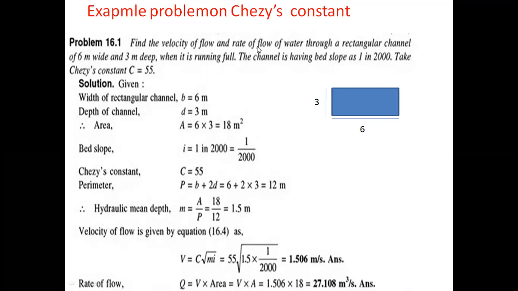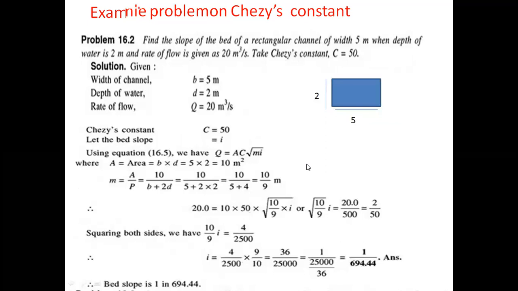The problem also asks for the rate of flow of water. So the rate of flow Q equal to V into area, that is, velocity into area. Velocity is 1.506 and area is 18. So the discharge, the rate of flow, comes as 27.108 meter cube per second.